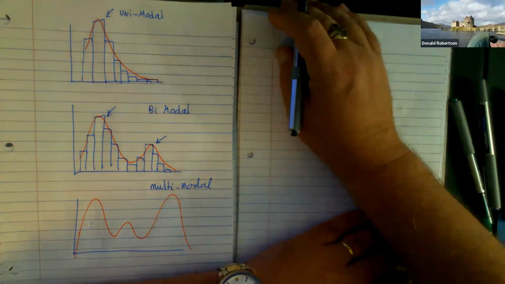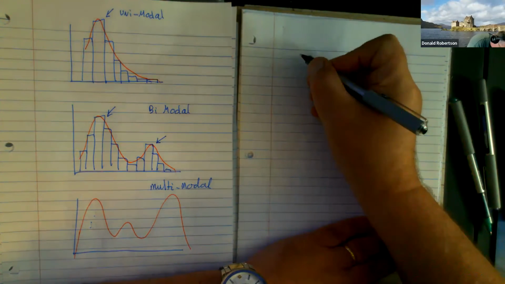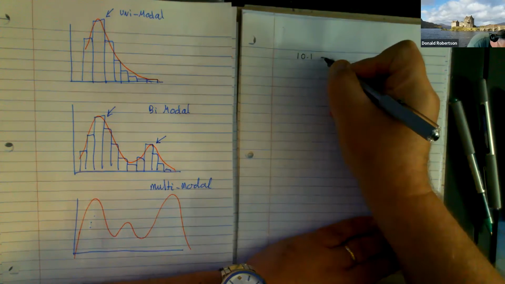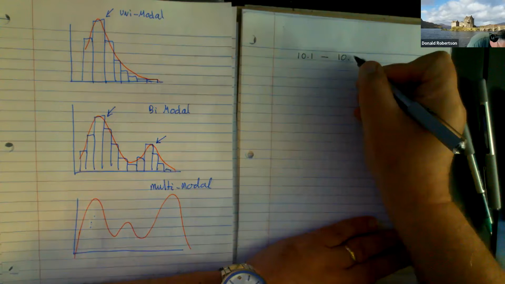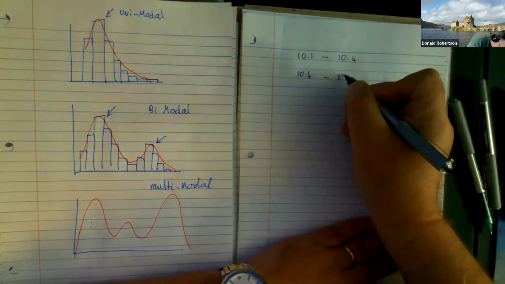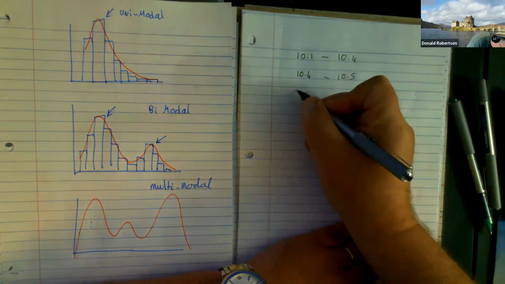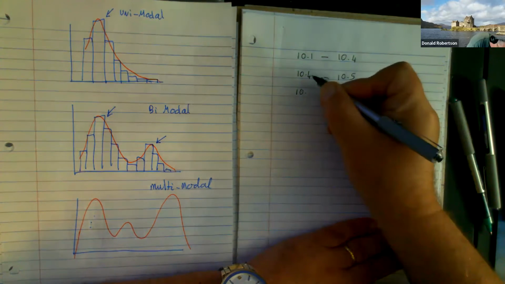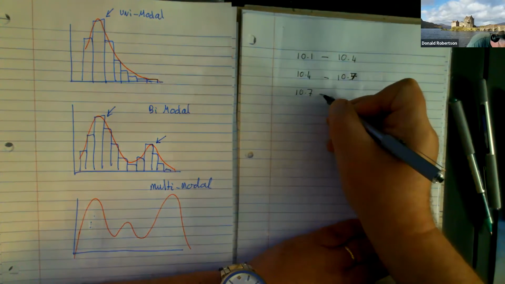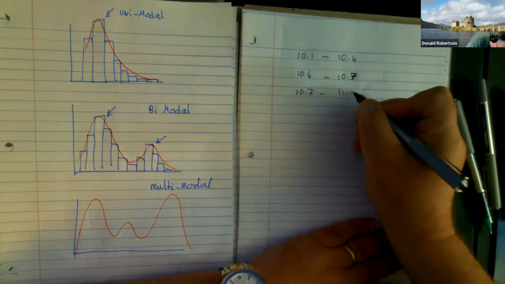Let me write that down. I think if you see it, it's maybe easier than hearing it. If I said to you that it was going to be 10.1 to 10.4, and then the next group was 10.4 to 10.7, and then the next group, that'd be 3, so that'd be 7. Then it's 10.7 and up to 11.0.